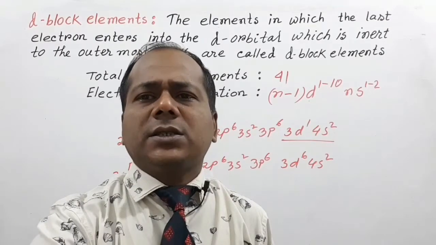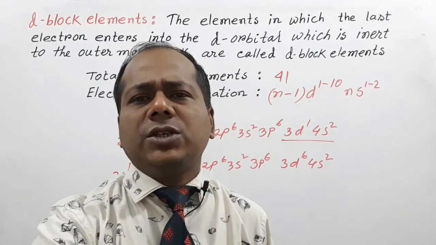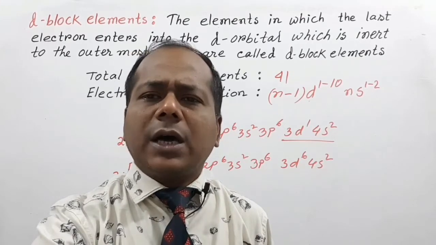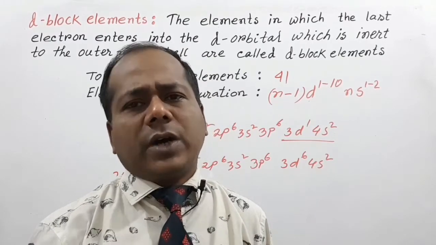D block elements which have a partially filled d orbital in the outermost shell in the stable ionic state are called transition elements.